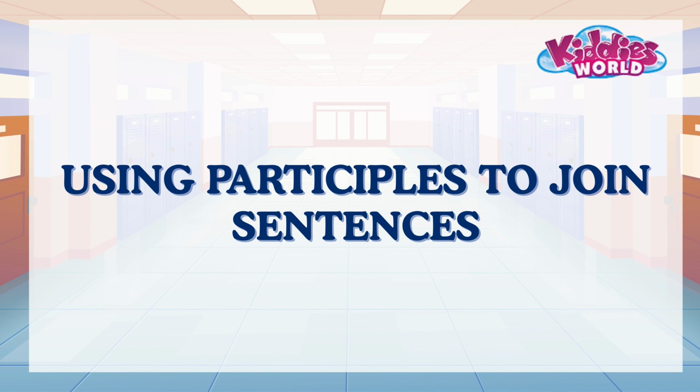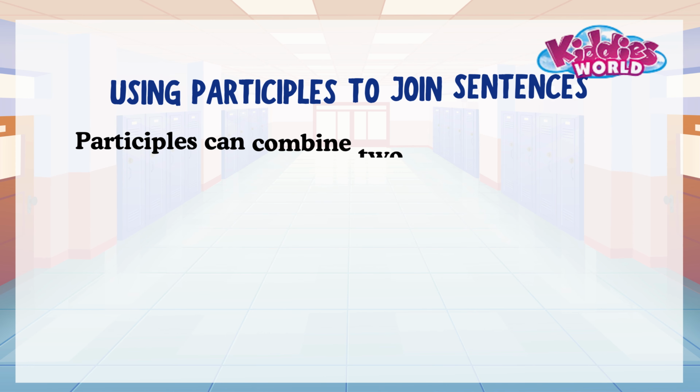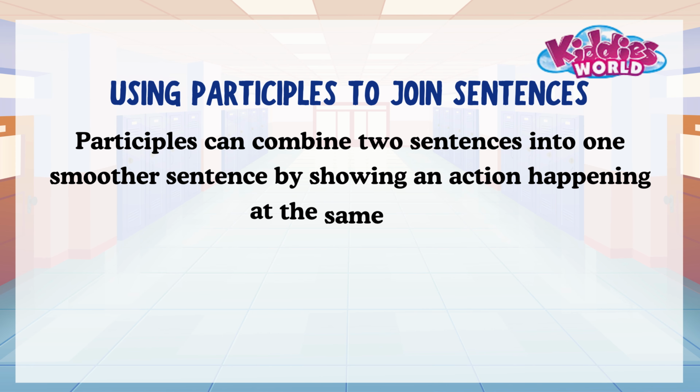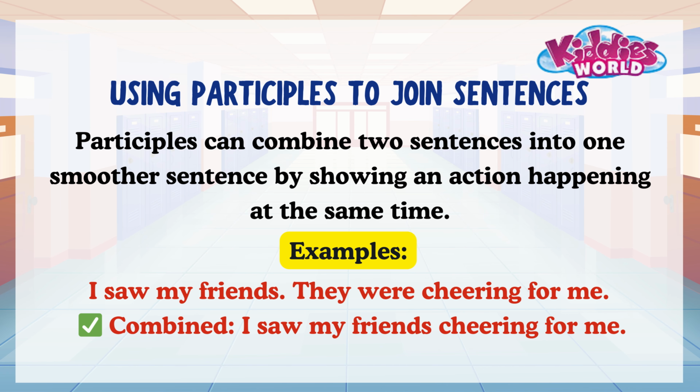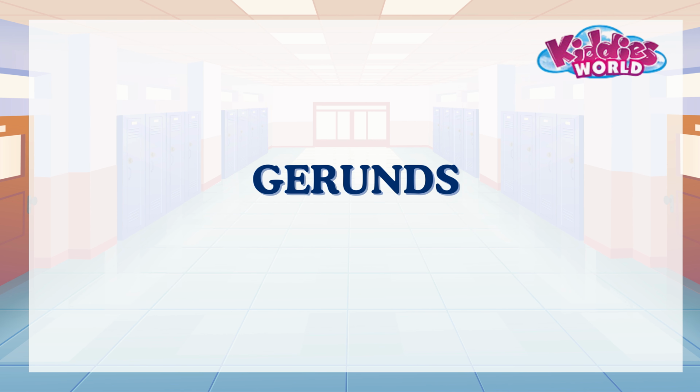Using participles to join sentences. Participles can combine two sentences into one smoother sentence by showing an action happening at the same time. Check this example. Now that we have explored infinitives and participles, let's move on to gerunds.